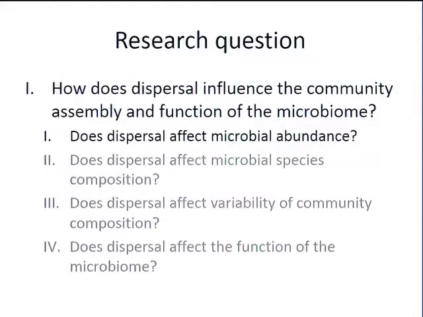So with this main question, how does dispersal influence the community assembly and function of the microbiome? I'll focus on four questions that I'll address in sequence. First of all, how does dispersal affect abundance in the nectar? Does dispersal affect microbial species composition? Does it affect the variability that we see in the species composition and the function of the microbiome?